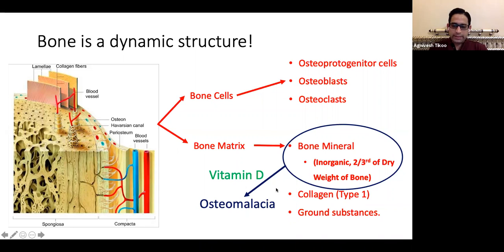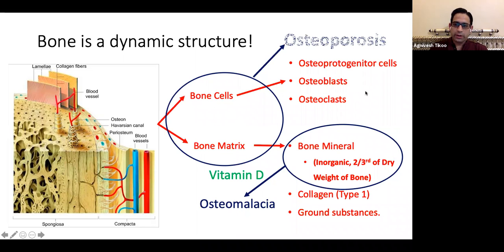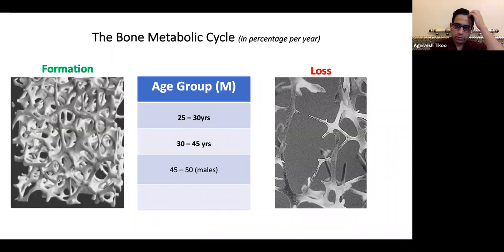If vitamin D is adequate, then the bone mineral is deposited. If the bone mineral is not there, it's osteomalacia. If you have everything else normally in the bone minus bone mineral, it is osteomalacia. But if everything is gone, that is osteoporosis. This is a very important thing you should know: only bone mineral gone, osteomalacia; everything gone, osteoporosis. This is the basic difference.